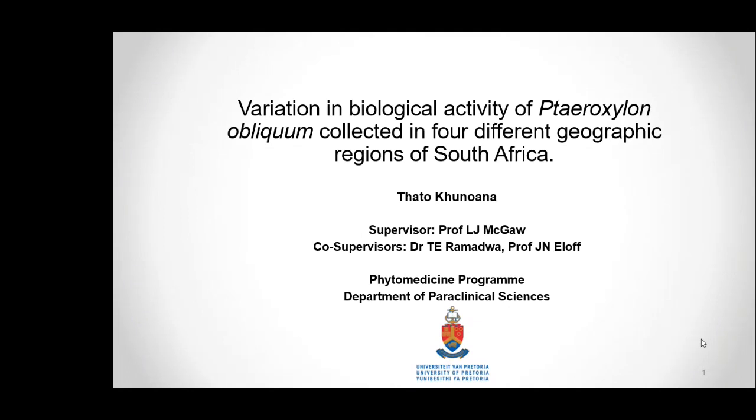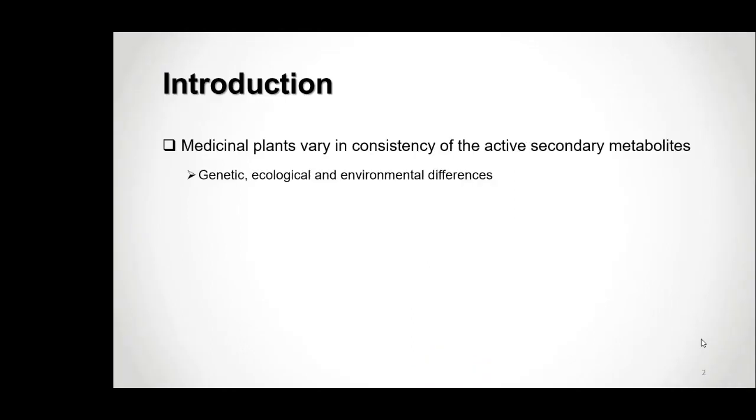Okay, my study is on variation in biological activity of Pterocarpus obliquum collected in 4 different geographic regions of Southern Africa. We can move on to the next point. Medicinal plants are known to vary in quality and consistency of active secondary metabolites. This may be as a result of ecological and environmental differences.